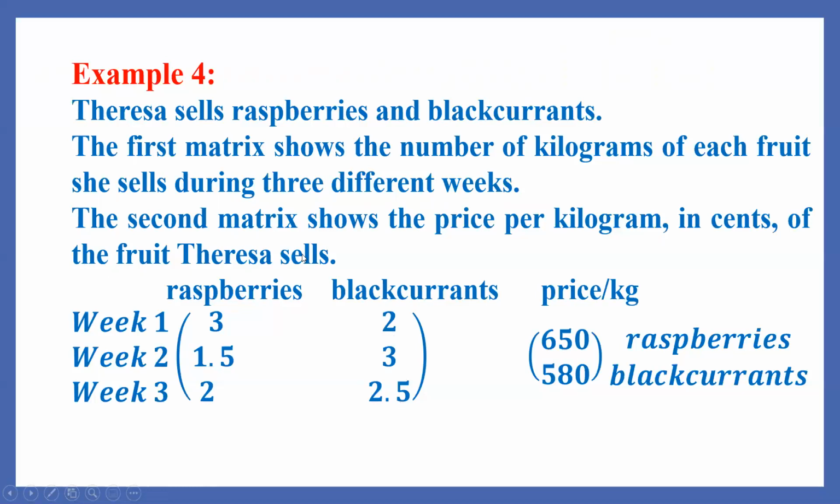The second matrix shows the price per kilogram in cents of the fruit Teresa sells. So here you have the price per kilogram, but remember it is in cents. So for raspberries, 650 cents per kilogram. For black currants, 580 cents per kilogram.